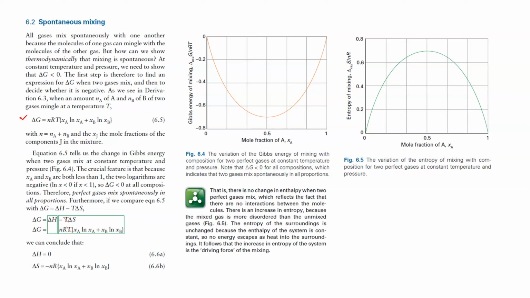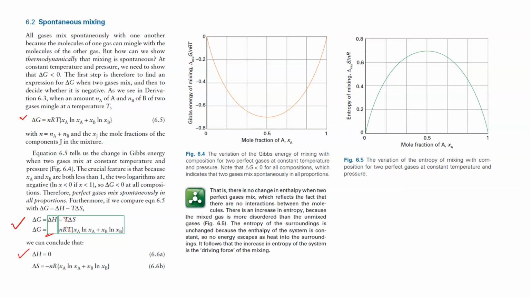From evaluating the structures of these two equations, we can conclude that delta H must equal 0 because the term disappears, and delta S equals negative nR times the mole fraction A times the natural log of mole fraction A plus mole fraction B times the natural log of mole fraction B, with temperatures canceling as shown.